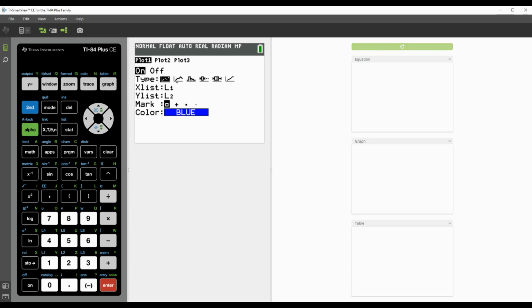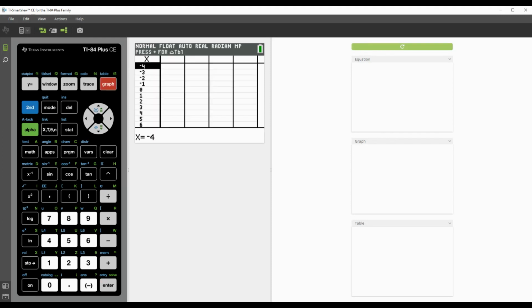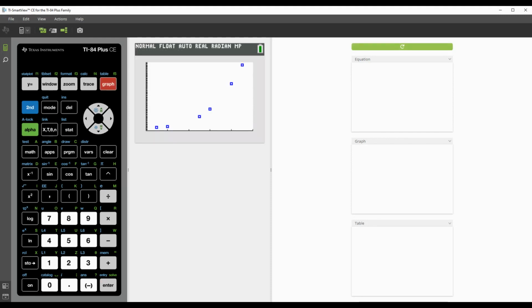Right now it's making dots. It's using list 1 and list 2. You're welcome to change the mark if you don't want yours to be squares, and you're welcome to change your color. So I hit graph again. This time, oh, I accidentally hit second graph. So just graph, and there it is.